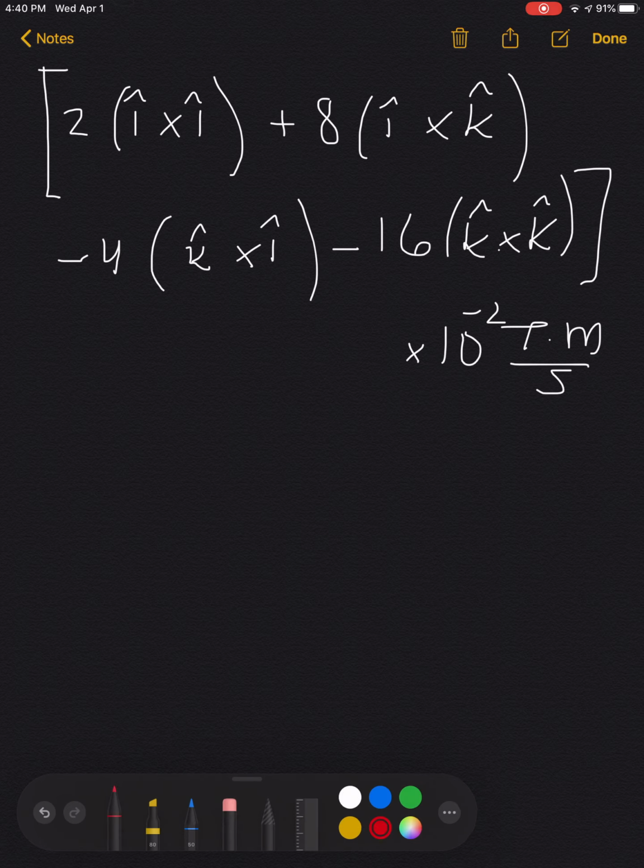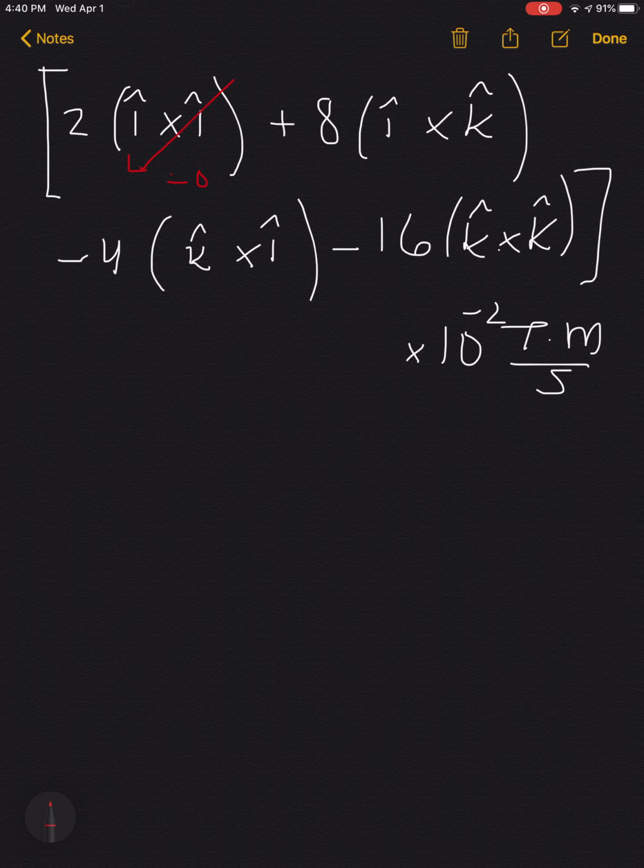Going to our original calculation, I cross I is equal to 0, because a vector crossed with a vector in the same direction gives 0. The same goes for this last term. This is also equal to 0. In the problem 2 video, I gave the full table of cross products that you need to know, the relationships of the unit vectors via cross product. And so I cross I, K cross K, those are both 0.